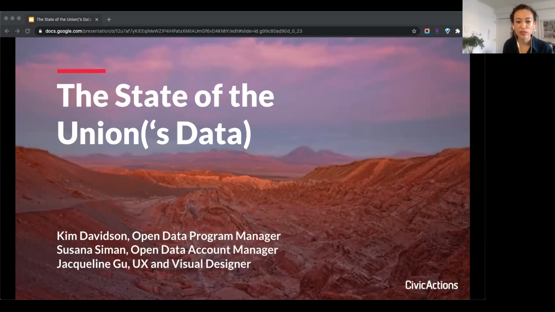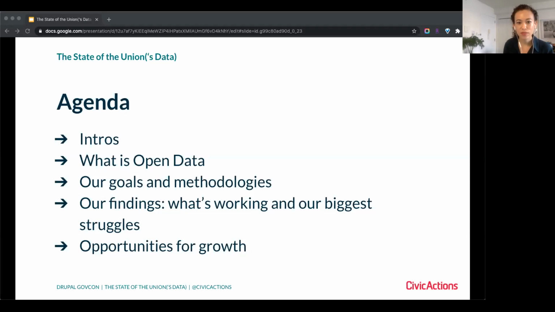Today, we're talking about what we've learned from a couple of research projects that we've done across federal, state, and city open data programs, and about what they're working on and what they're struggling with. So we're going to start off with some intros. We'll tell you a bit about how we went about this work. We'll tell you what we found, and then we'll share where we see the opportunities for really moving government open data forward are. And we'll be wrapping up with some next steps around how we might start working together to meet those challenges.